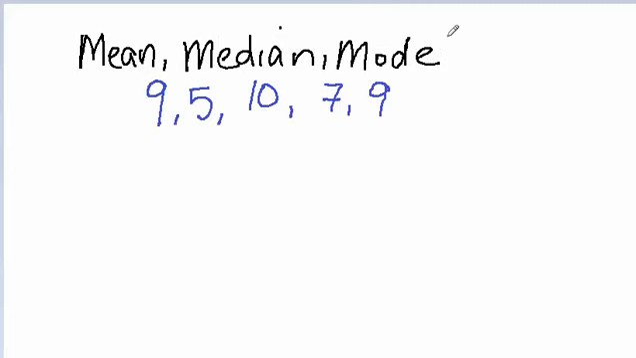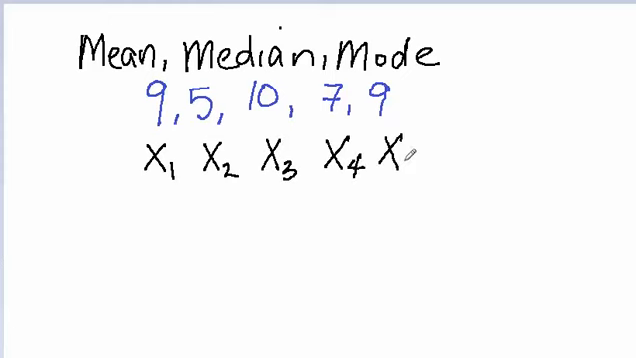These are three very important measures of location. Say you have 5 friends that took a test, and your first friend got a 9 out of 10. Your second friend got a 5, your third friend got a 10, your fourth friend got a 7, and then your fifth friend got a 9. You would say the first observation is x1, the second friend's test score is x2, the third friend's test score is x3, the fourth friend's test score is x4, and the fifth friend's test score is x5.